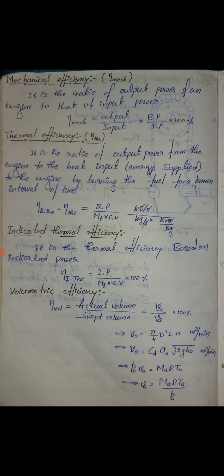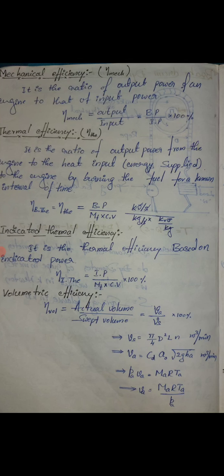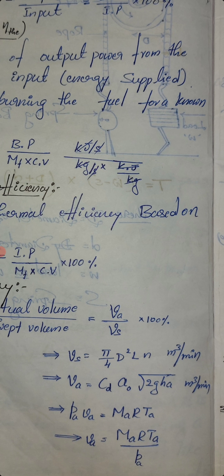Now you have to calculate the actual volume. What does actual volume mean? It is the amount of air that is taken inside the cylinder. The amount of air taken inside the cylinder is the actual volume, given by VA. So VA is equal to CD into A naught under root 2 g Ha. What is CD? It is the coefficient of discharge.